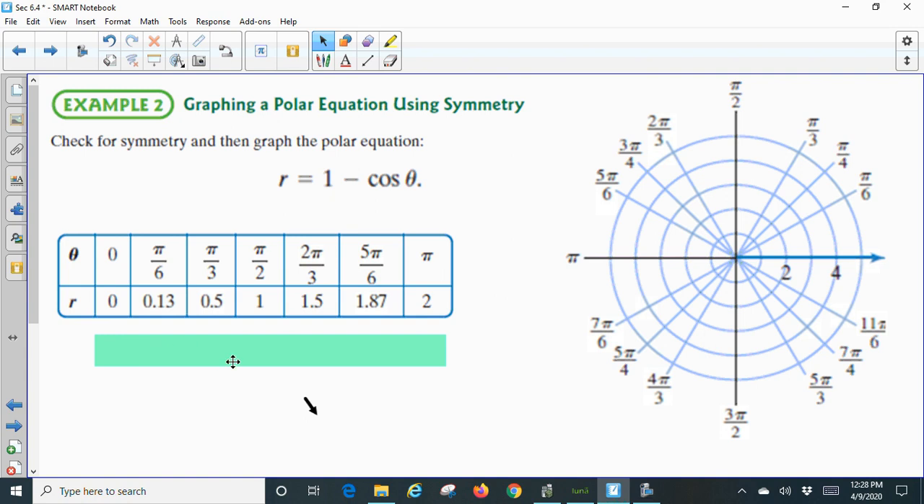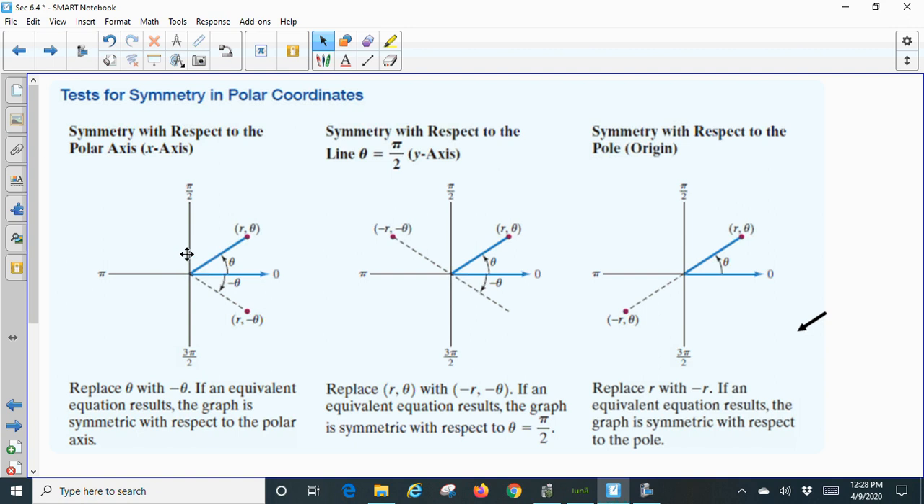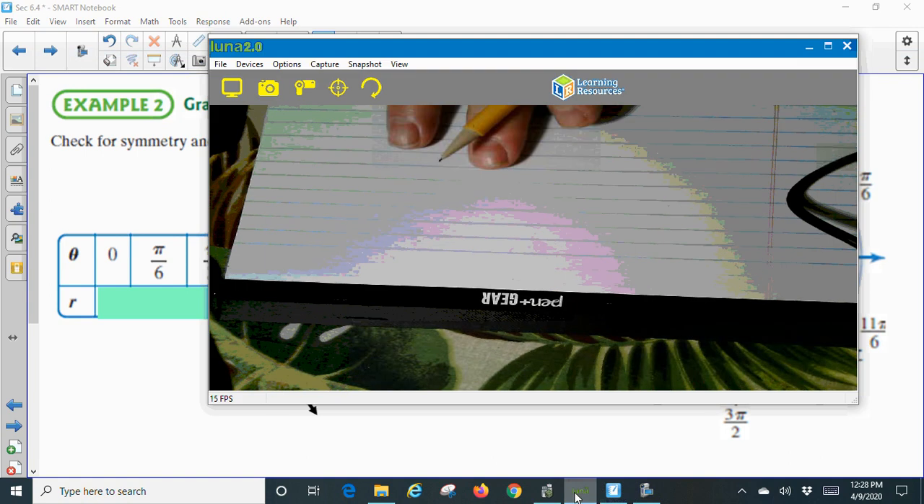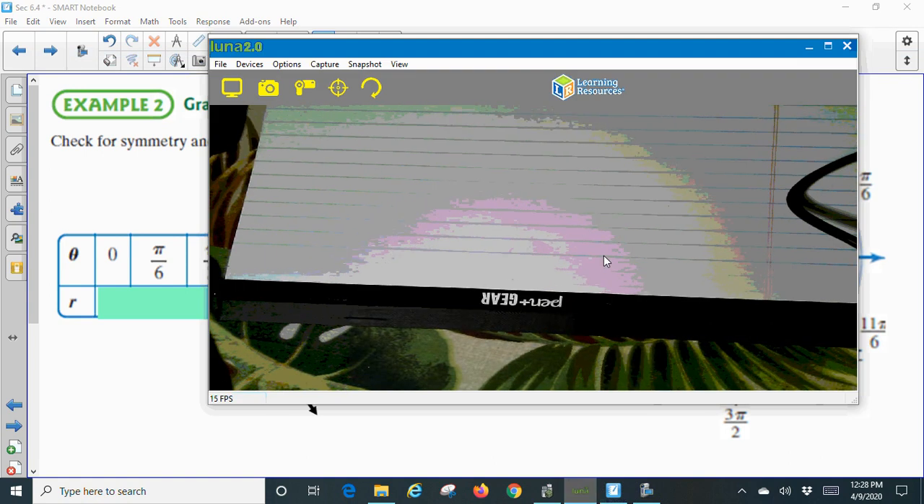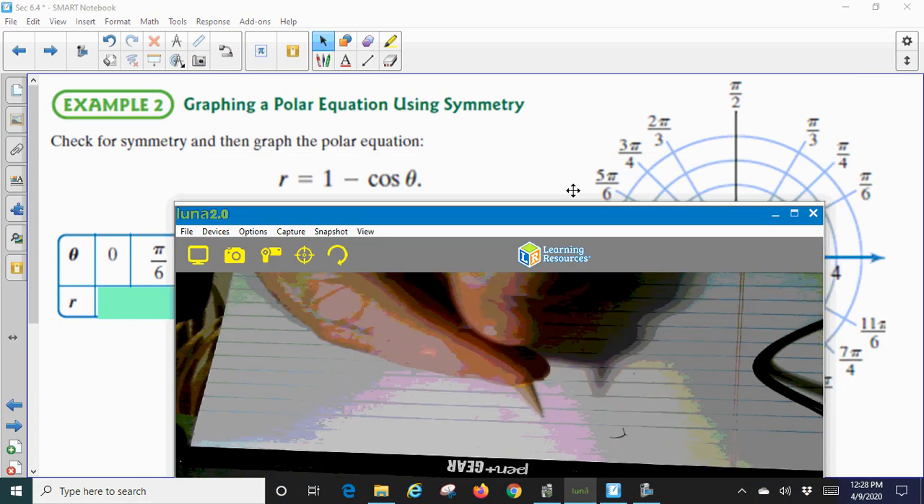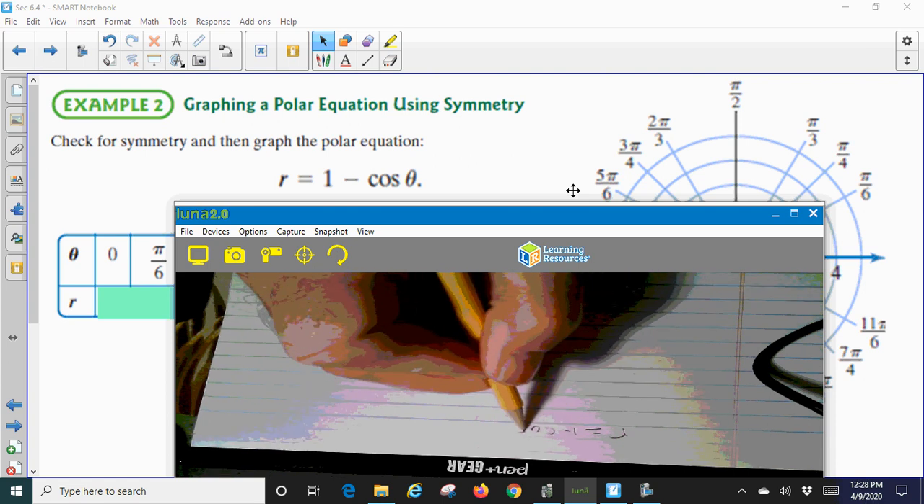Now to check for symmetry, let's go back a page or 2. If I want to check for symmetry with respect to the polar axis, I will replace theta with negative theta and see what happens. If I get back the same equation I started with, then I will have that. Bring up my document camera, and again, I will apologize for the quality of the video on the document camera. The equation was r equals 1 minus cosine theta.